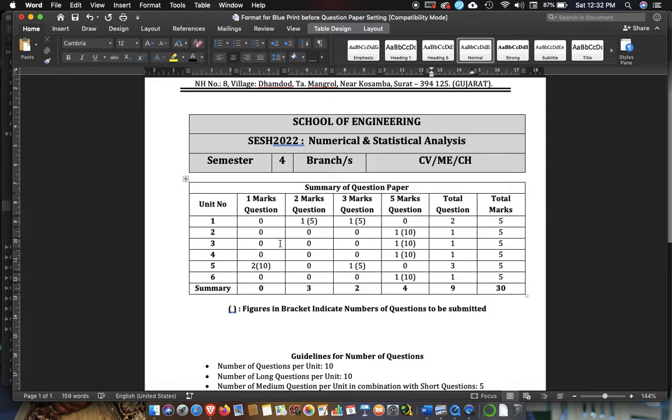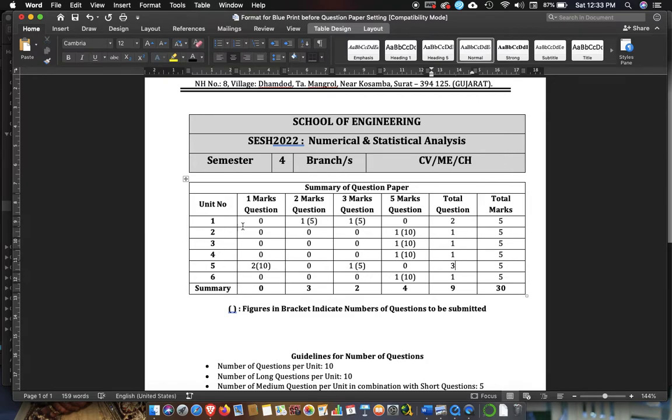Unit 3, same as unit 2, I am going to ask only one question for 5 marks, and for unit 4 as well. Now for unit 5 I have decided that I am going to ask 2 questions of 1 mark and 1 question of 3 marks. So total number of questions I am going to ask is 3 and total marks will be 5. And in unit 6 as well I am going to ask only one question for 5 marks.